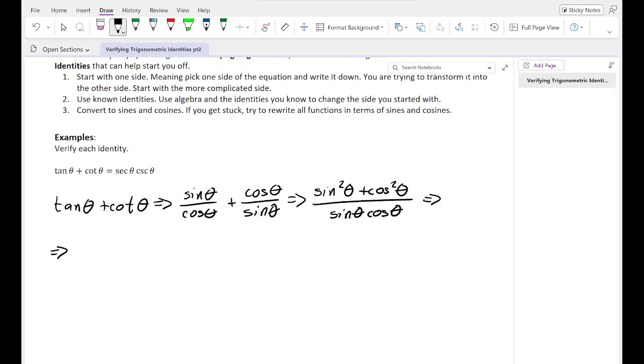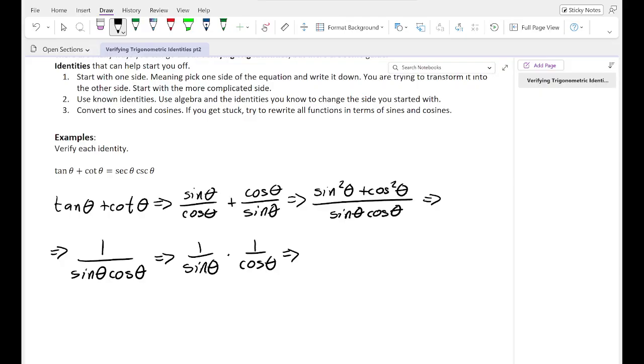Well, first off, the top, sine squared plus cosine squared. That needs to be immediate in your mind, that when you see sine squared plus cosine squared, you can use the Pythagorean identity for that. I know that sine squared plus cosine squared is going to equal 1, so I can substitute it out and say it's 1 over sine theta cosine theta. And now that I see that, I can break this up really nicely as 1 over sine theta times 1 over cosine theta.